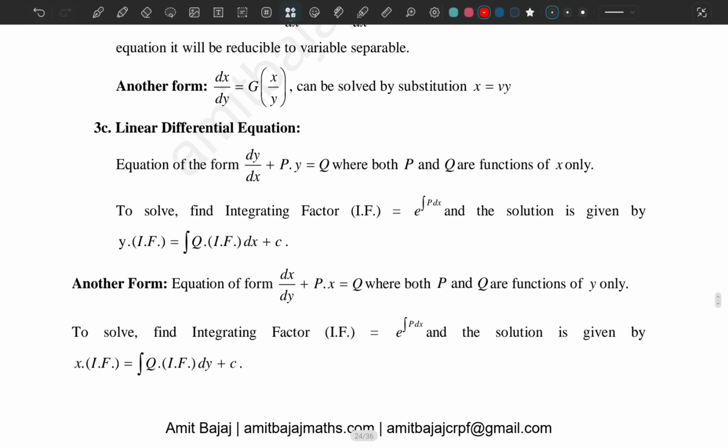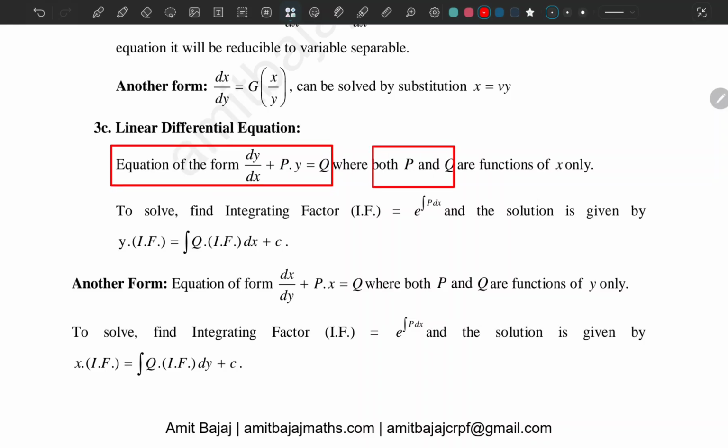Linear differential equation. This is the form of a linear differential equation where both p and q are functions of x only.